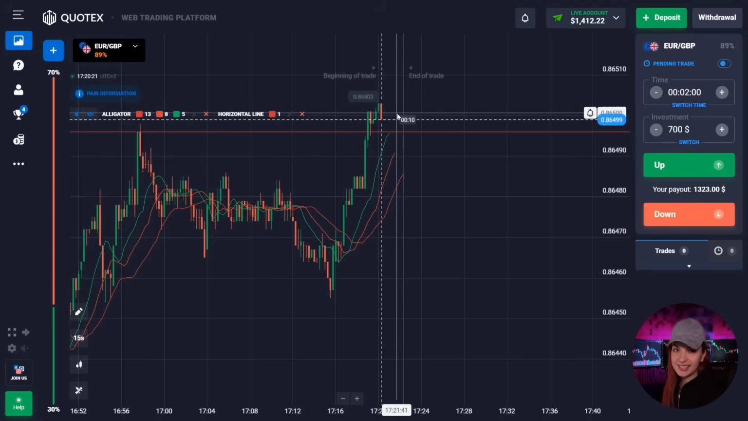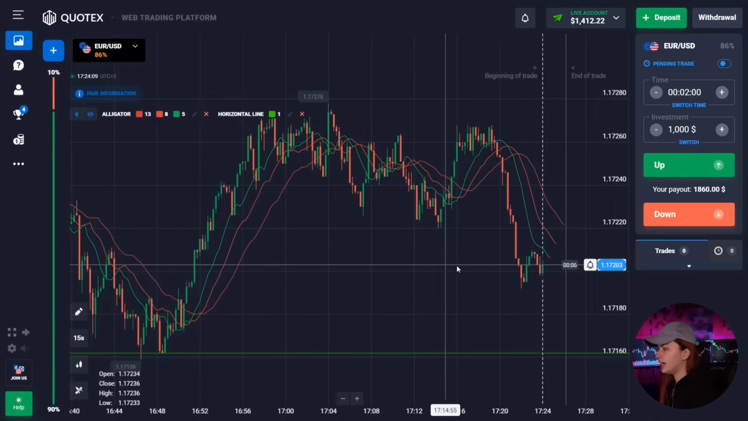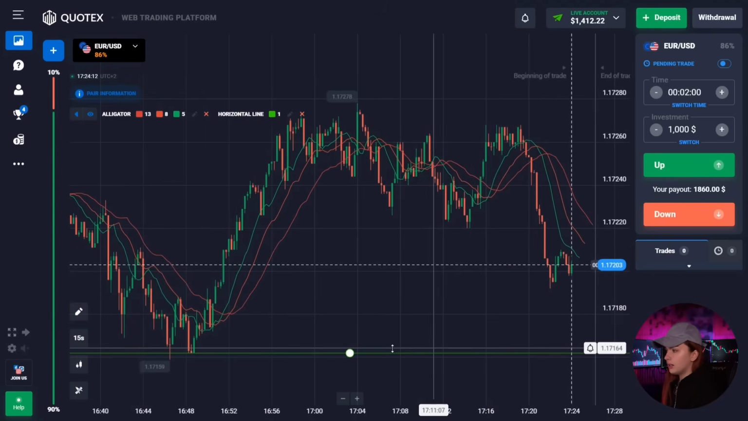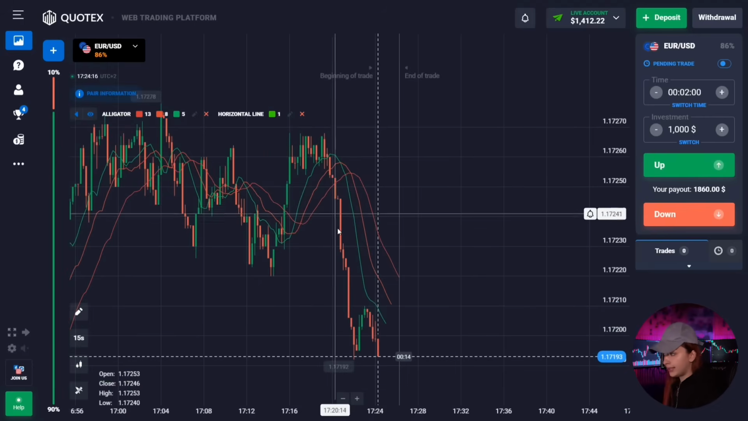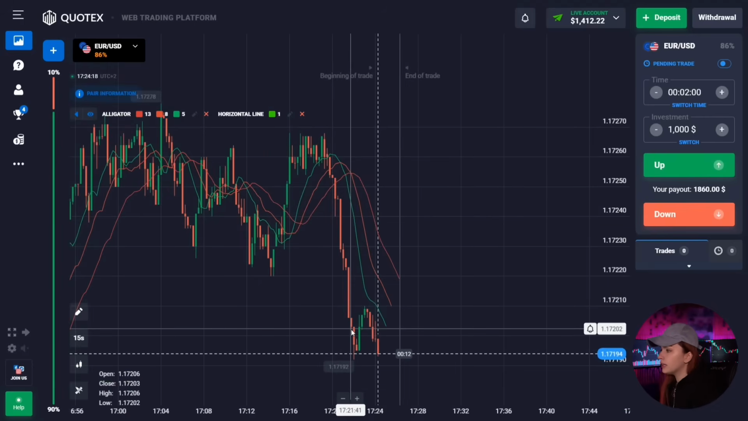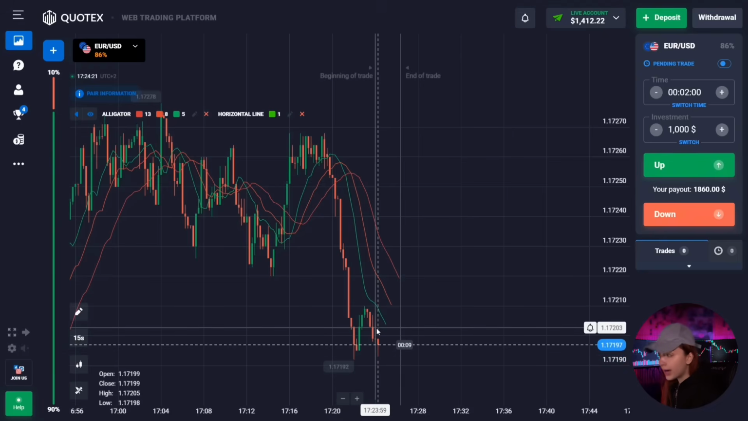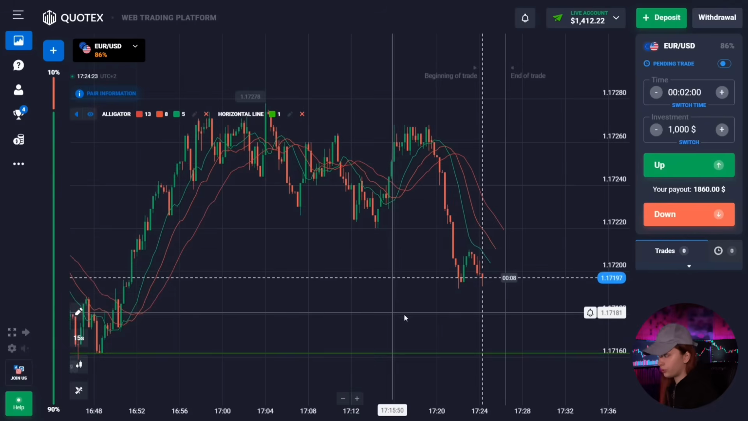Guys, let's continue. Okay, guys, here we have a support level at the bottom. We can also see that there is a very confident downtrend at the moment. Red candles are mostly forming. The price is steadily approaching the level. However, there is still room before the support level.